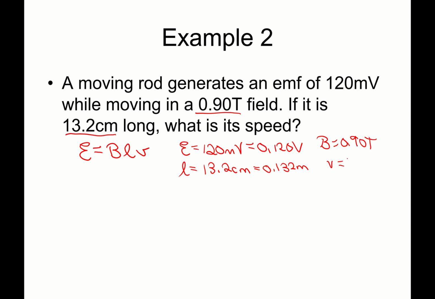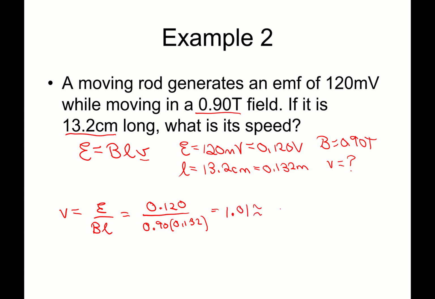And what's its speed? Okay, so it gave me 3 of the 4 things in the equation and asked me to find the 4th. So V is equal to E over BL. So just plug and chug. 0.12, B is 0.90, L is 0.132. And so I get that the speed at which it's moving is 1.01. And let's see, I need to round that to 1.0, units for speed, meters per second. Okay, so that's pretty straightforward.